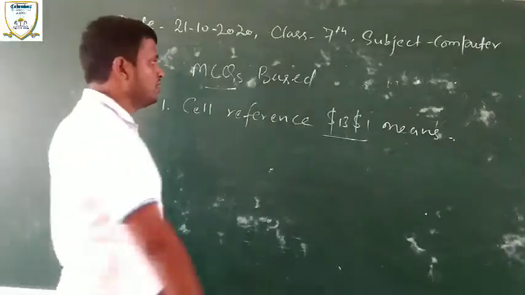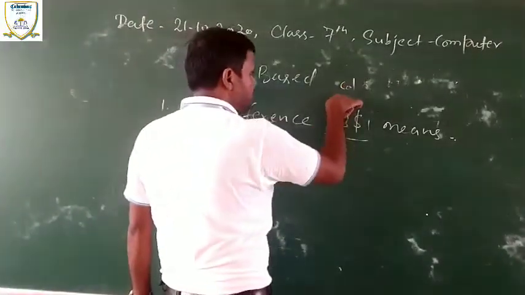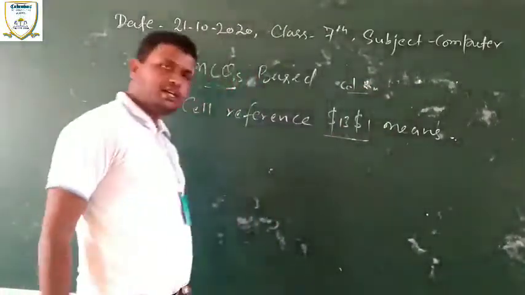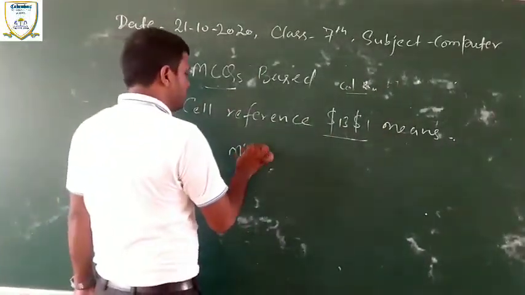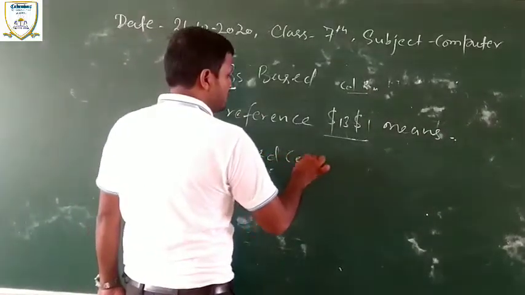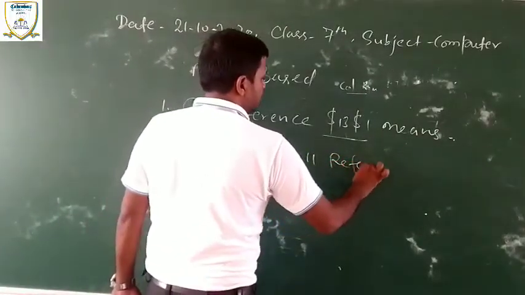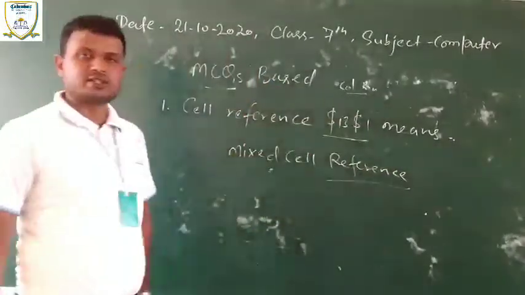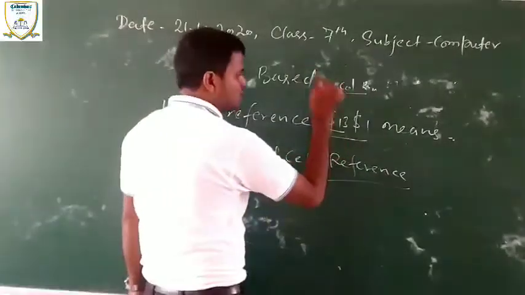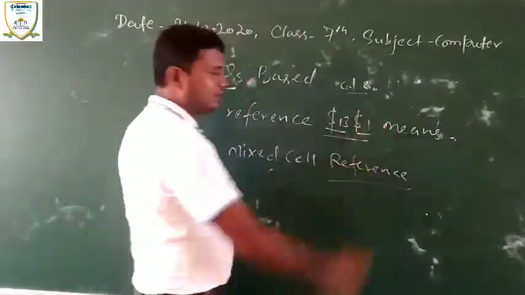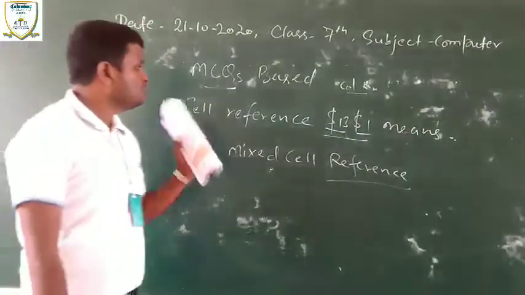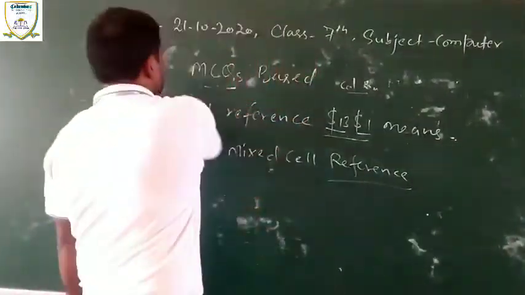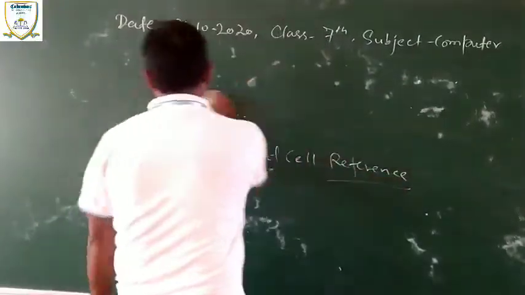Here the column B is mentioned and row 1 is mentioned, both fixed. So it is called a mixed self-reference. I think everyone is clear why this one is mixed, because this is the column and this is the row. So it is a mixed self-reference. Good, good try everyone.